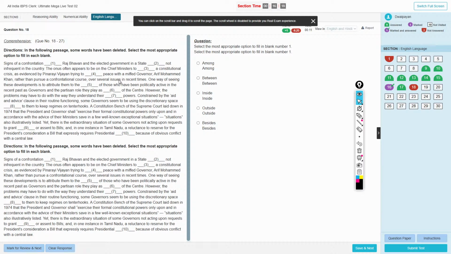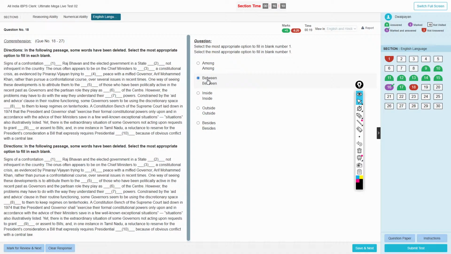Signs of confrontation dash between Raj Bhavan and the elected government in a state dash not infrequent, is not infrequent. The onus means the responsibility, something like that. The onus often appears to be on the chief ministers to dash a constitutional crisis, as evidenced by Pinarayi Vijayan.